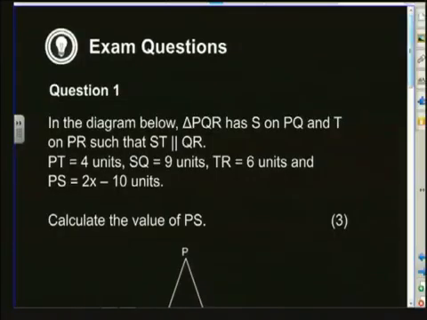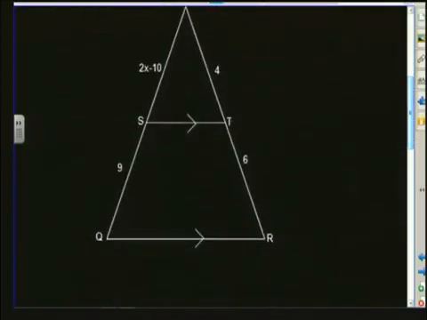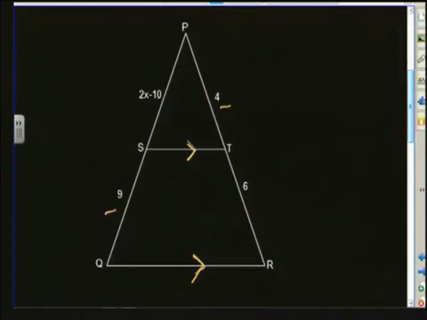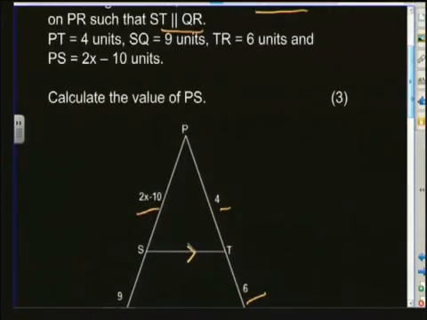All right. So question 1 says, in the diagram below, triangle PQR has S on PQ and T on PR such that ST is parallel to QR. That is drawn on your diagram. They tell you that PT is equal to 4 units, SQ is equal to 9 units, TR is 6 units, and PS is 2x minus 10 units. They then ask you to calculate the value of PS.